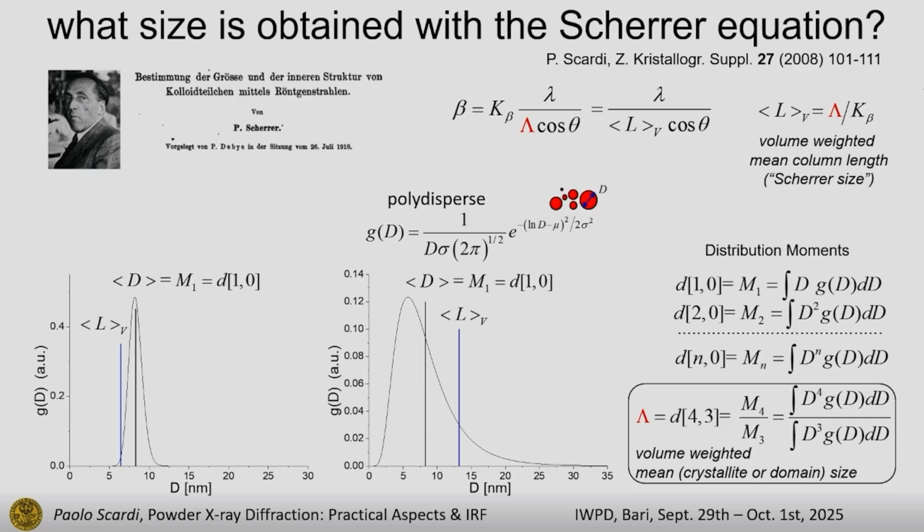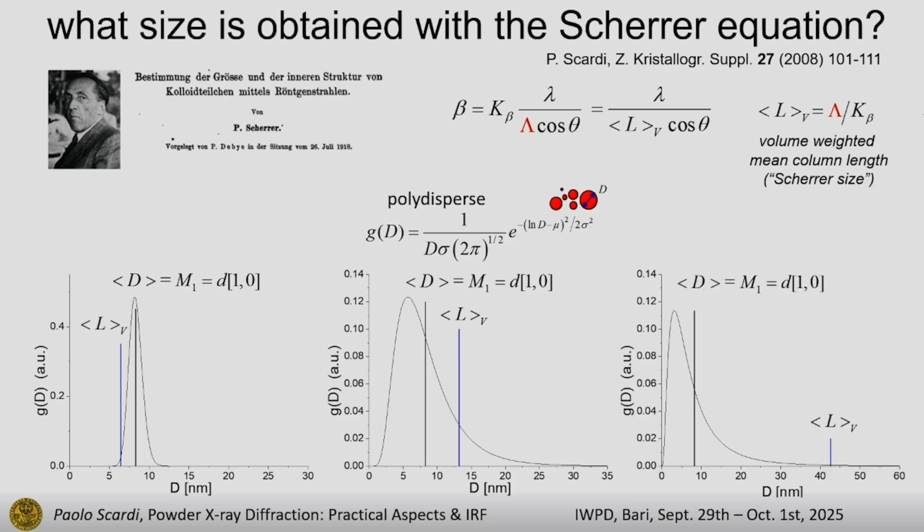But if you have a narrow distribution tending to a delta, it's the other way around. So you see how easy it is to overestimate or underestimate the real size just because of the effect of the distribution. If the distribution is very narrow, L vol will be smaller than, let's say, the true size. But if your sample is more dispersed, with more sizes, it will be the other way around. L vol will be bigger, and it can be even much bigger than the true size. It can be 3-4 times bigger, as we have seen in the previous example.